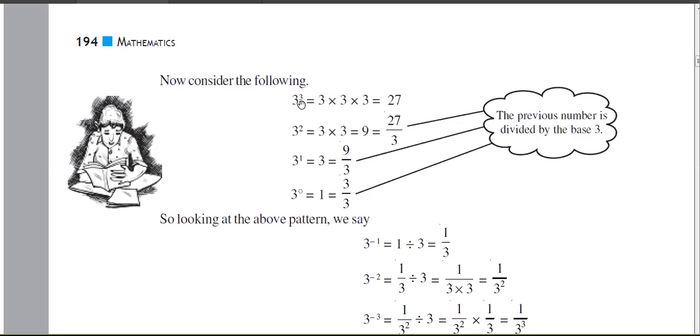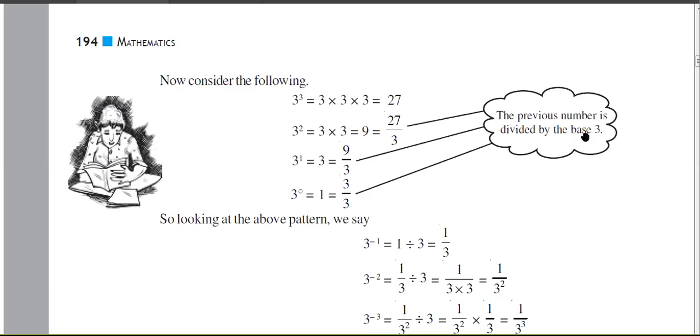Now reduce the exponent by 1. It becomes 3 raised to the power 2 equal to 3 into 3 equal to 9. Now 9 is equal to what? Compare with the earlier value, that is 27. 9 is equal to 27/3. Okay, the previous number is divided by the base 3.